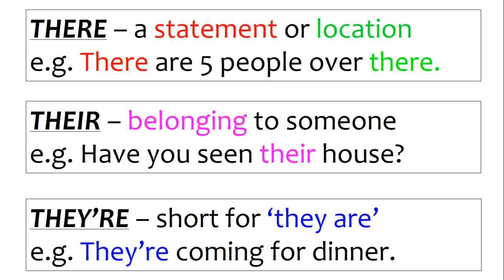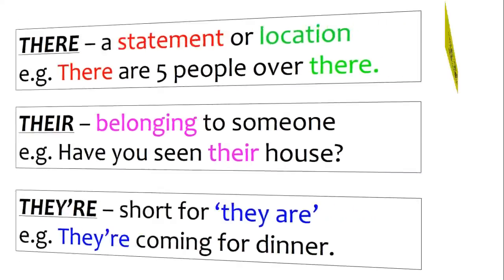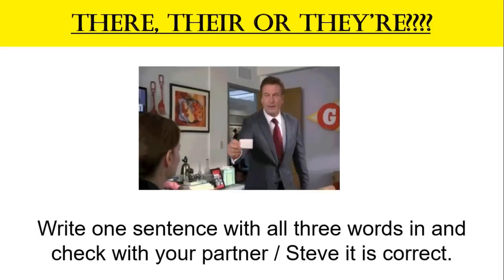One trick I would do with this is if you say to yourself, does they are fit in the sentence? That might help you. So for example, they are coming to dinner, that fits. But if you said, have you seen they are house? That doesn't fit, does it? So one little trick might be, say to yourself, does they are fit? If it fits, it's that one. If it doesn't fit, it's one of the other 2. Okay, so we've talked about that.